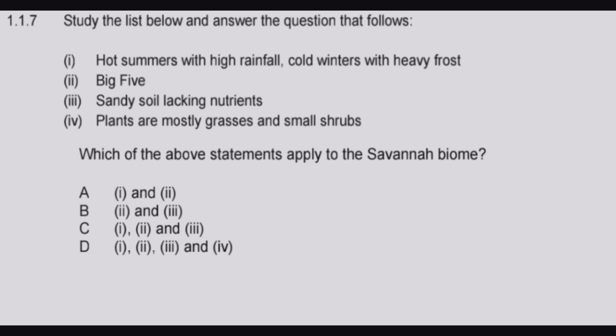Study the list below and answer the question that follows. 1. Hot summers with high rainfall, cold winters with heavy frost. 2. Big 5. 3. Sandy soil lacking nutrients. 4. Plants are mostly grasses and small shrubs. The actual question is, which of the above statements apply to the savanna biome? So the correct answer is B. 2 and 3. Big 5 and sandy soil lacking nutrients.